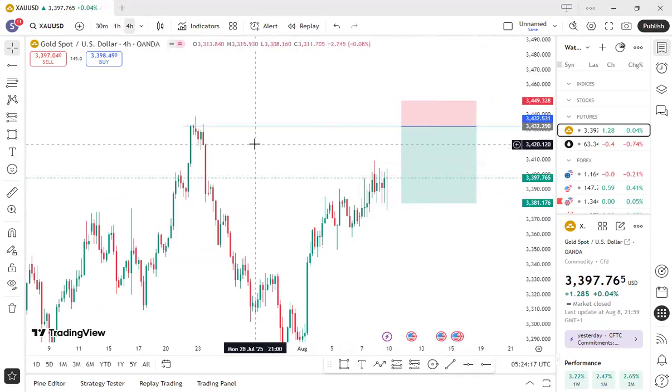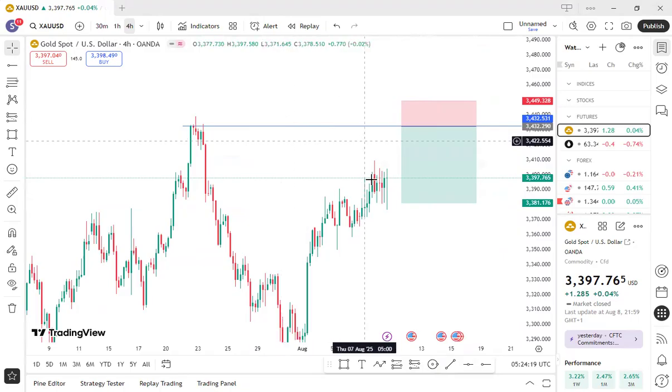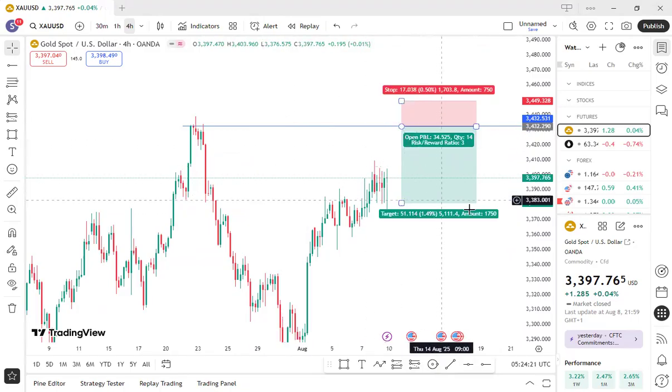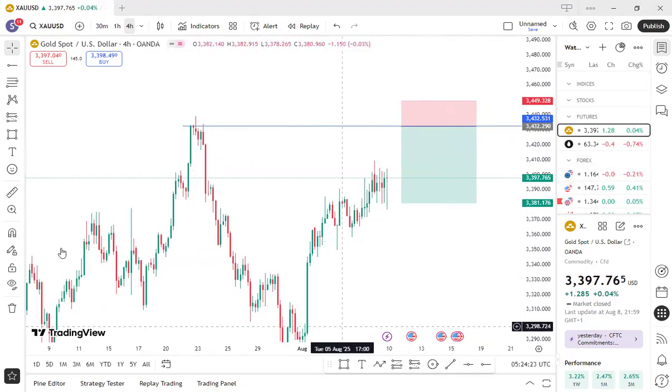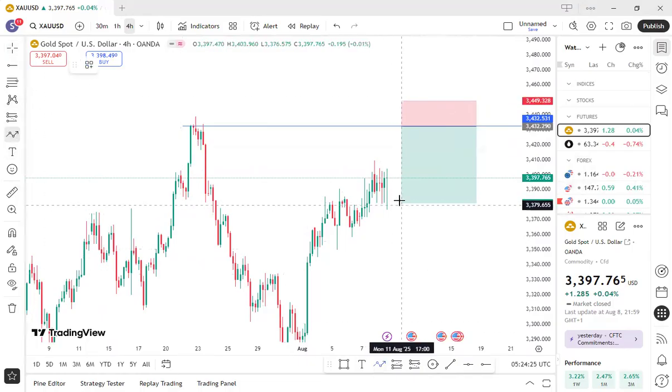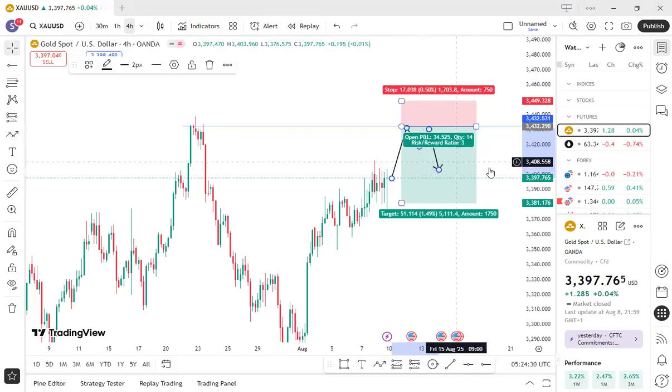So stay tuned for gold. Once gold approaches these particular zones, you can be looking for confirmations and you can join me as well as I look for selling opportunities on gold at these particular key zones.